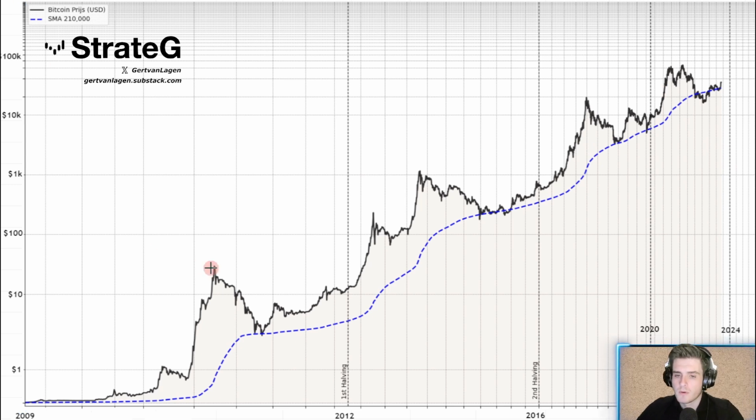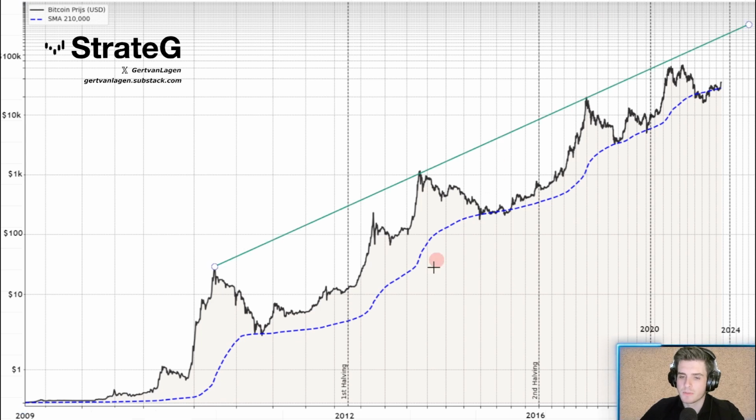Okay, if we then look at an important trend, we can draw this line, which goes through these three peaks. And at the bottom we have the 210,000 blocks moving average. So price is basically bouncing between those two lines, the blue and the green line. Okay, so when we look at, for instance, the Elliott wave structure, I found the following count.